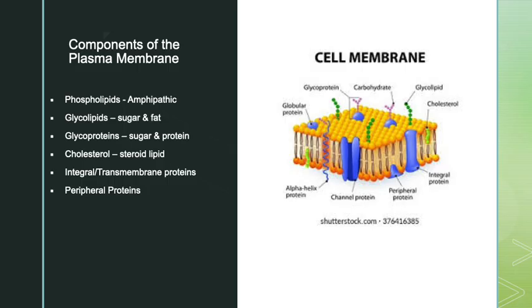So looking at the structural components of our plasma membrane, most of your plasma membrane is going to be composed of phospholipids. We talked about these in chapter 2, and they contained a phosphate head and two fatty acid tails. So a phospholipid is made of a phosphate and two fatty acids.